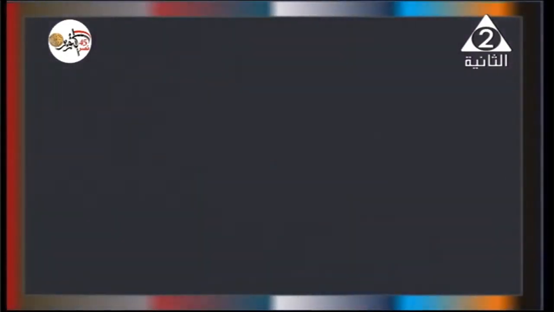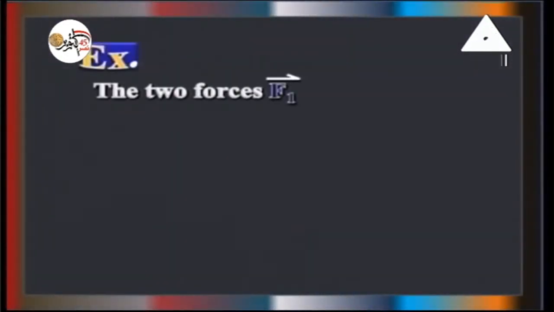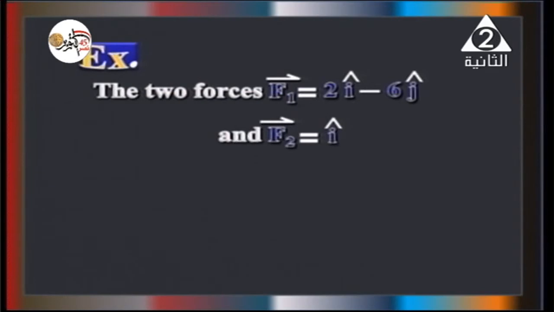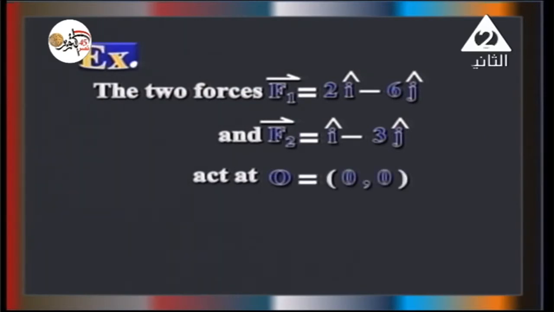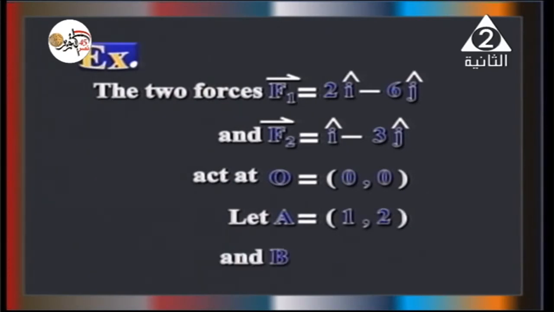The two forces F1 = 2i vector minus 6j vector and F2 = i vector minus 3j vector act at point O, the origin (0, 0). Let A = (1, 2) be its coordinates, and B the point (4, -1).